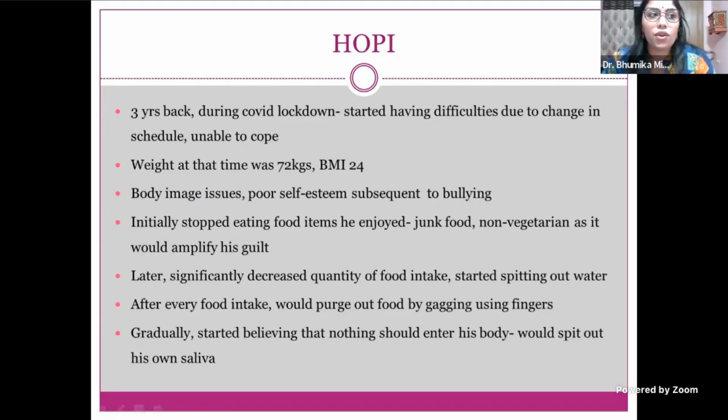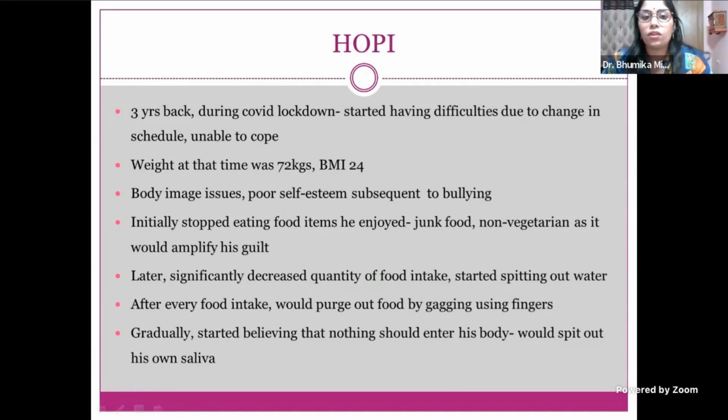Coming to the history of present illness, around 2 to 3 years back, during the COVID lockdown, the child reported having difficulties due to the change in schedule. He reported being unable to cope with the situation. As we all know, there was a shutdown of schools and he would stay at home. So the symptoms started at this time. At that time, the patient's weight was 72 kgs and his BMI was 24.